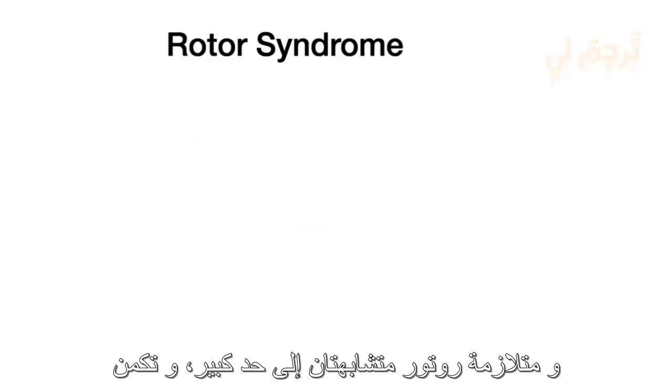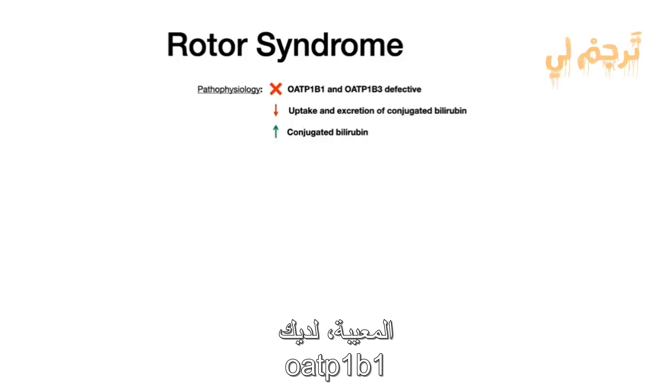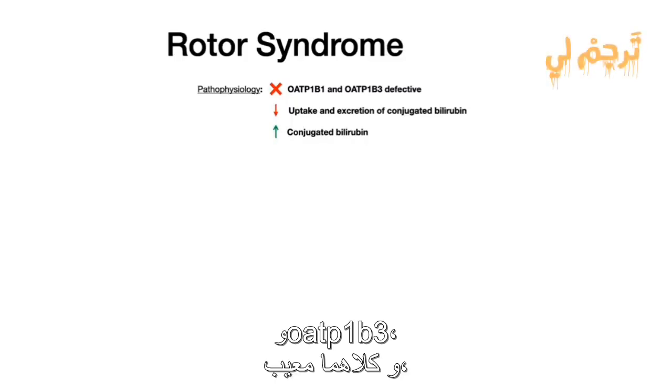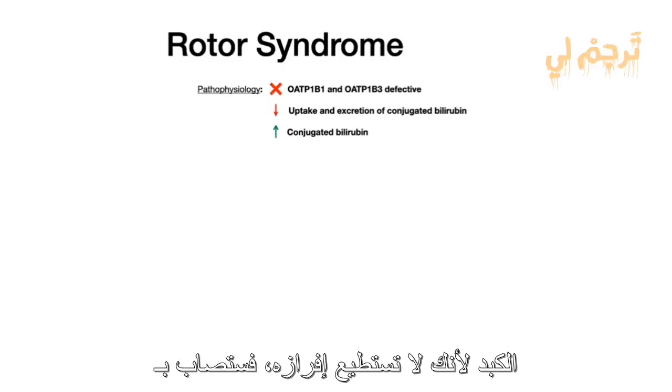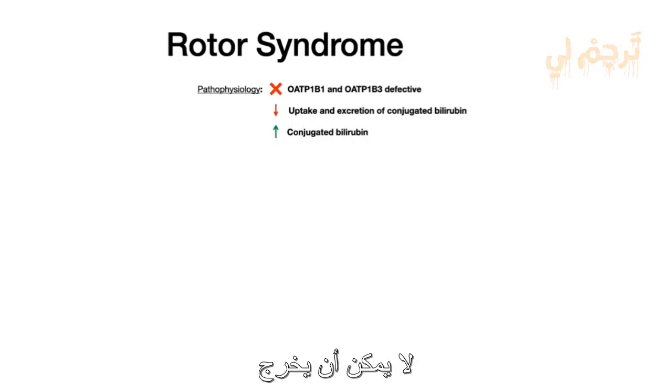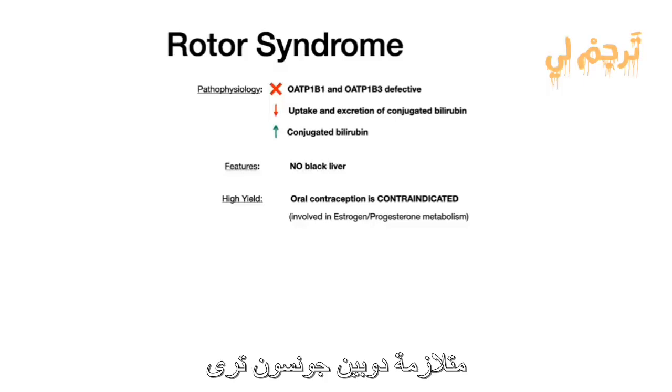Rotor syndrome, the problem is that you have 2 different polypeptides that are defective. You have the OATP1B1 and OATP1B3. They're both defective. Those are similarly responsible for the uptake and excretion of conjugated bilirubin from the liver. So just like Dubin-Johnson syndrome, if you have a problem getting that conjugated bilirubin out of the liver because you can't excrete it, you're going to have an elevation in the conjugated bilirubin because since it can't get out, it's just sitting around. Really, the way to differentiate Rotor syndrome from Dubin-Johnson syndrome, at least clinically, is that there's no black liver in Rotor syndrome. But in Dubin-Johnson syndrome, you do see that black liver.